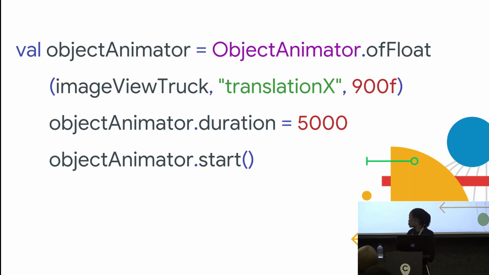I define this in my code, and I say we use the offload method again. We give it an image view truck. We say translation X. As you can see, it's moving along the X-axis. And we give it a duration of 5 seconds, and we say object animator start.